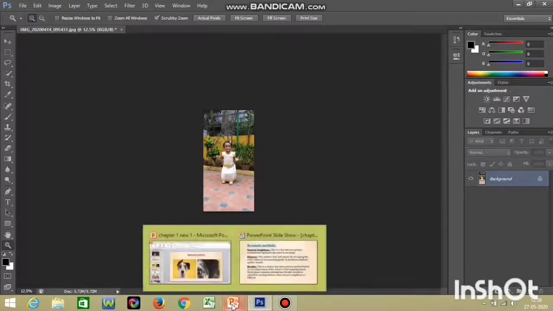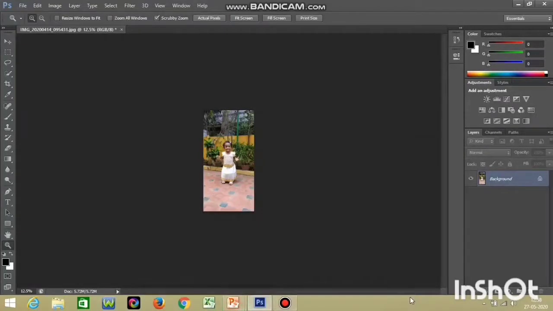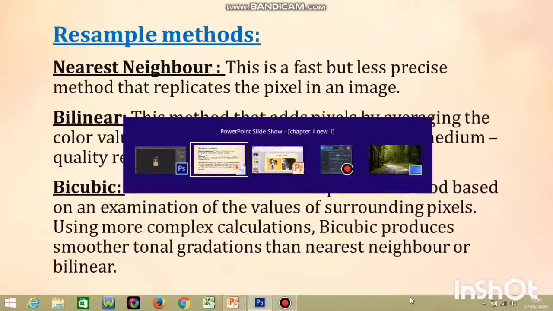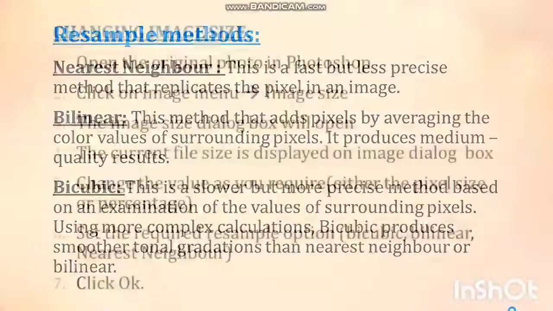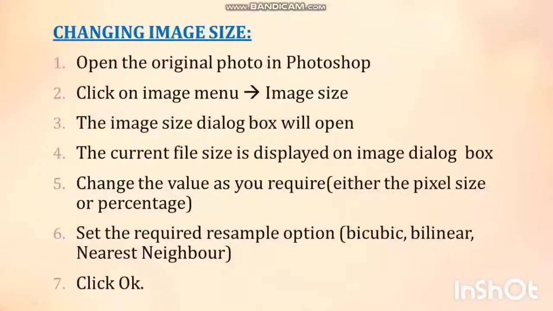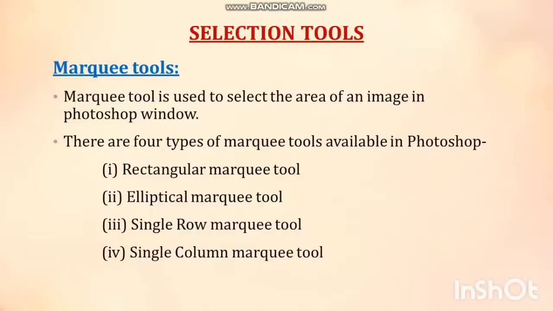Let us move to the slide once again. So this is what I explained now: nearest neighbor, bilinear and bicubic. Next, I have also shown you how to resize the image. You have to go to the Image menu and choose Image Size, then the Image Size window appears, and you choose to increase or reduce the pixel size accordingly. The next topic is selection tools.